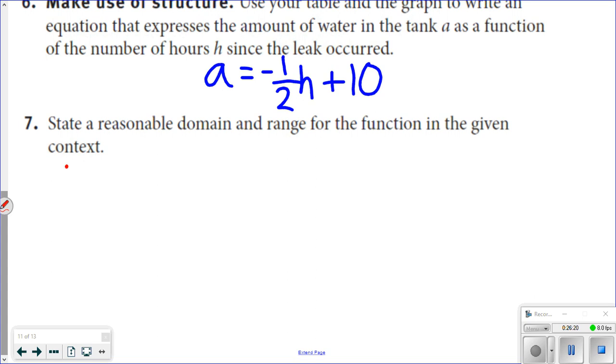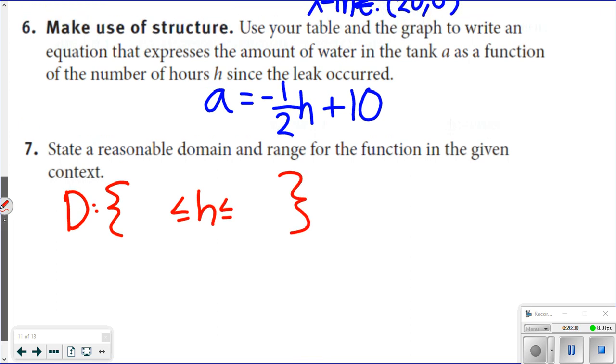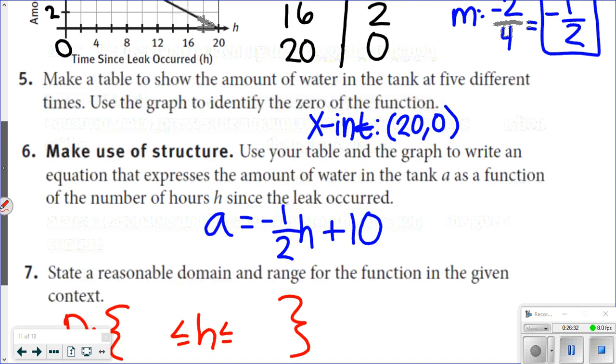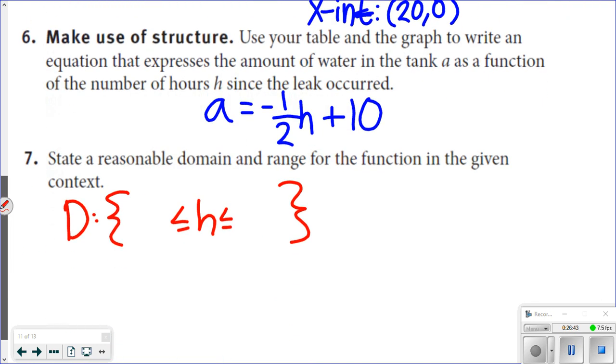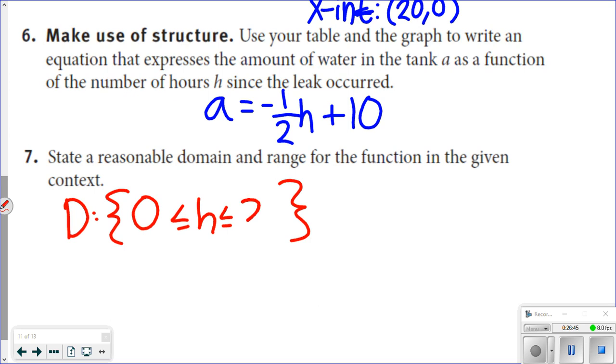State a reasonable domain and range. So domain, we're going to look horizontally from left to right. Let's scroll back up. So we start here at 0, and we go all the way to 20. This is kind of a refresher from domain and range in our previous lessons.